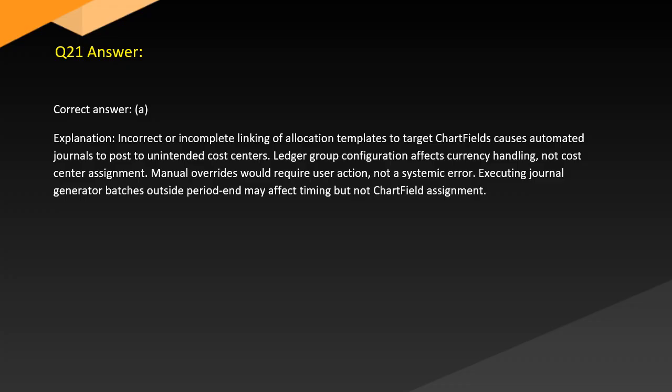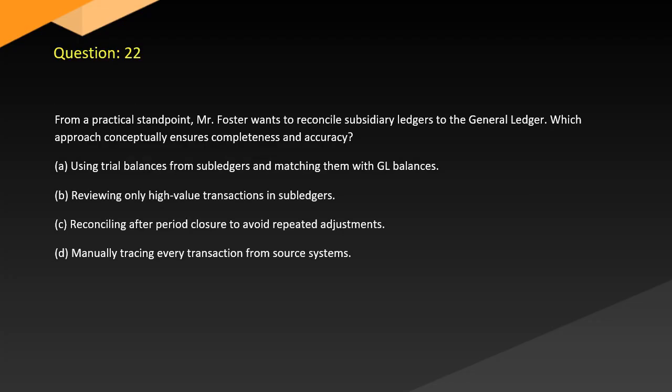Ledger group configuration affects currency handling, not cost center assignment. Manual overrides would require user action, not a systemic error. Executing journal generator batches outside period end may affect timing, but not chart field assignment. Question 22. From a practical standpoint, Mr. Foster wants to reconcile subsidiary ledgers to the general ledger. Which approach conceptually ensures completeness and accuracy?